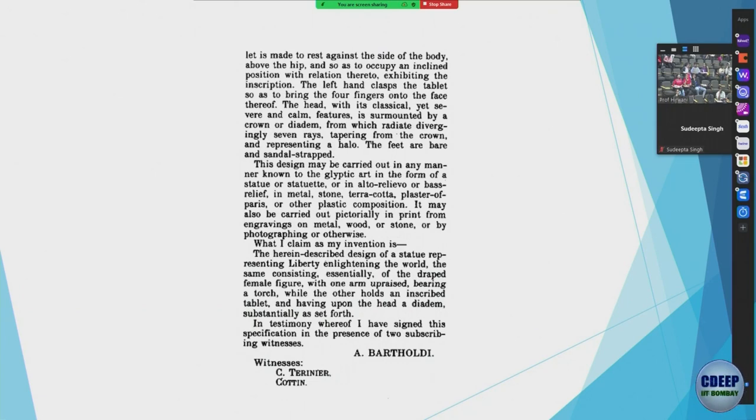And look at the final claim. What I claim as my invention is the herein described design of a statue representing liberty enlightening the world, the same consisting essentially of this also. So, design patents always have only one claim. Unlike a patent which can have multiple claims, a design has only one claim.